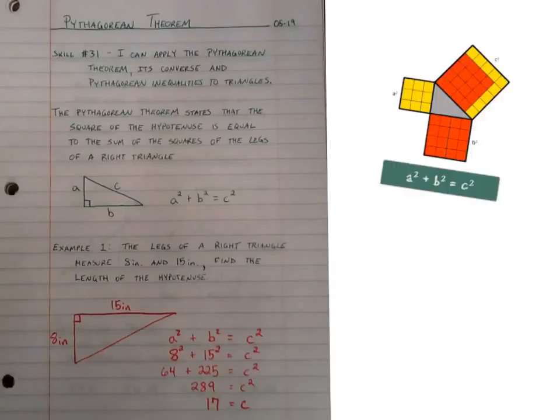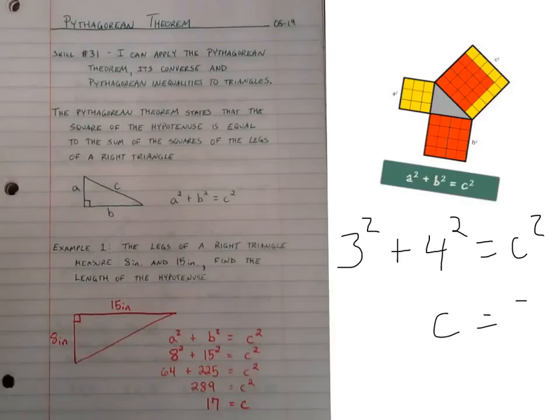Here's a nice little graphical representation of one particular case for the Pythagorean theorem. Our A value is 3, our B value is 4. So 3 squared plus 4 squared is equal to C squared. And in this case, we find that C equals 5.